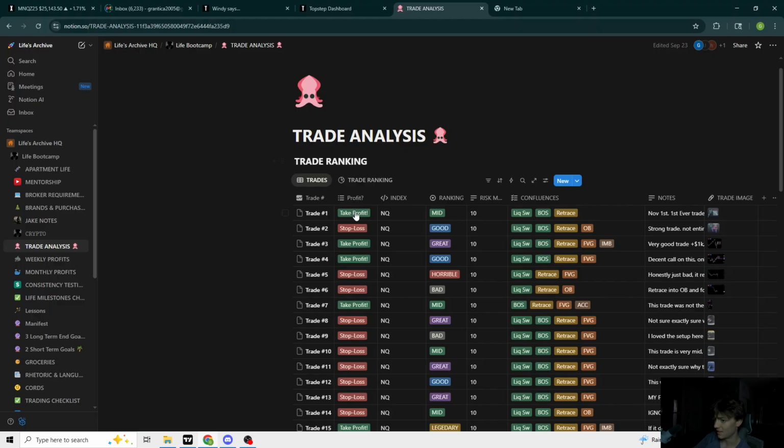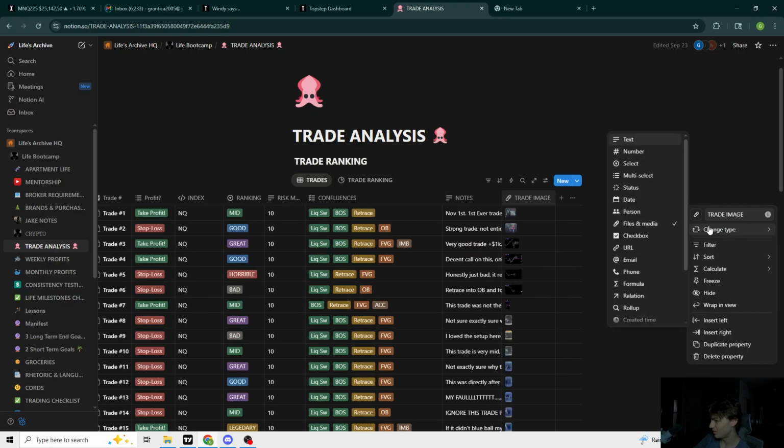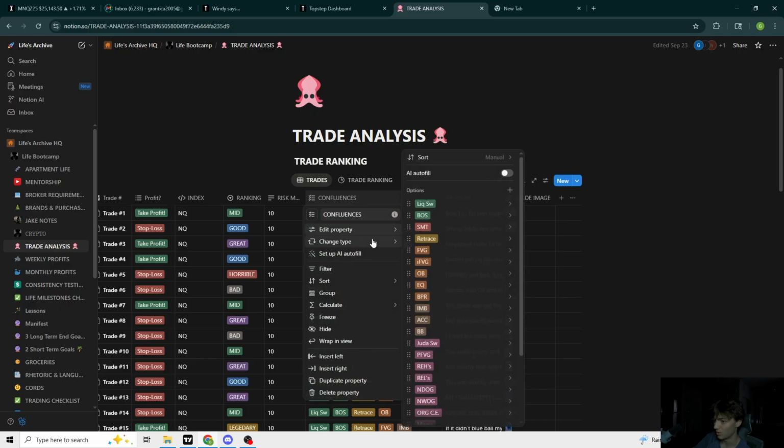Basically, this is a select category, meaning I just select a single thing, because obviously you can't have a take profit and stop loss. This, on the other hand, is a multi-select category, because you can have multiple selections here. I can have liquidity sweep, breaker, structure, retrace, and so on and so forth. This is just a select category. This is a text category, which for obvious reasons is just text. This is a files and media category, and you can change the type on these categories, which is what I'm doing. You just go to change type.